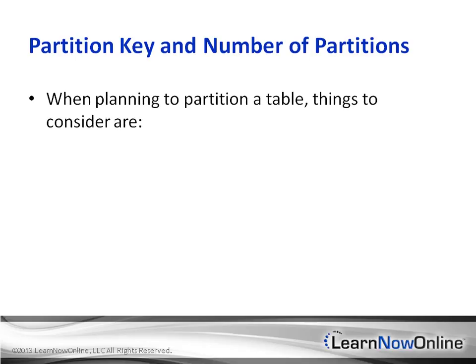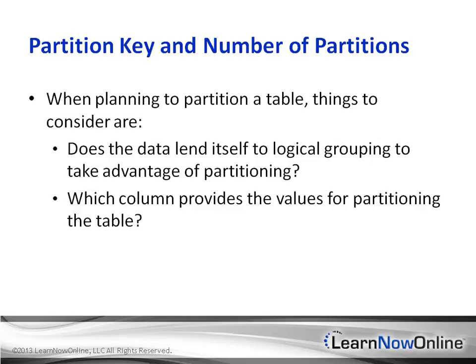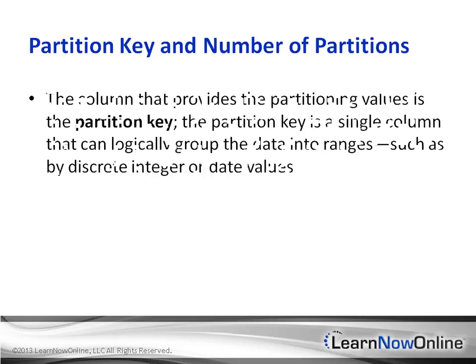Some things to consider when you're planning to partition a table are: does the data lend itself to logical grouping or take advantage of partitioning? Which column actually provides the best value for partitioning that table? And what range of column values actually defines each partition? The column that provides the partitioning values is called the partition key. It's a column that logically groups the data into ranges, such as discrete integer or date values.